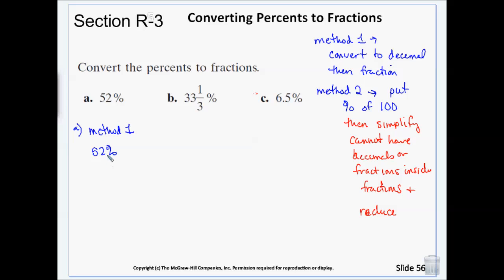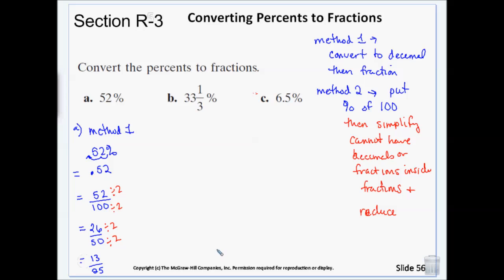So 52%, I move this 2 places, and that becomes 0.52. Okay. And then to turn that into a fraction, I do 52 over 100. And then I reduce it. And that's going to be 26 over 50, because I divide them both by 2. But then I can divide by 2 again, because they're still even. So I get 13 over 25.